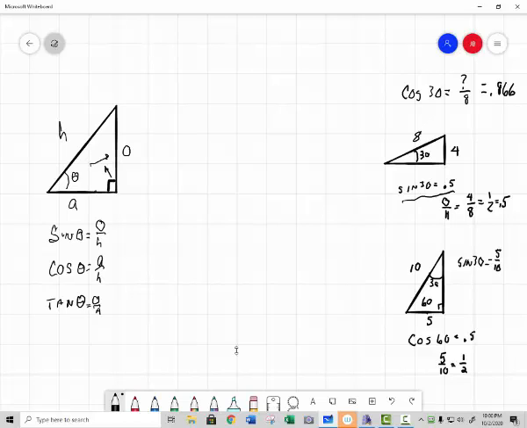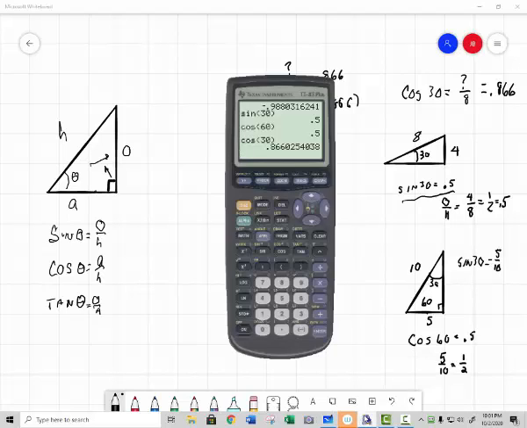Okay? So then I know that whatever this number is up here on top divided by 8 is 0.866. If I multiply this 8 times 0.866, I will find out what this value is right here. Well, let's use my calculator and see what I can come up with here.